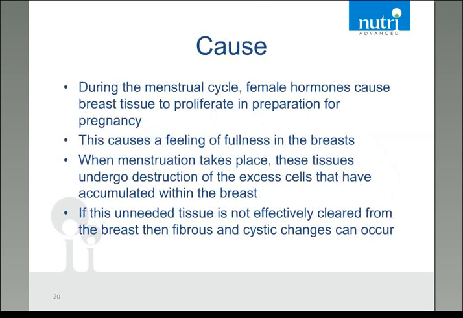During the menstrual cycle, female hormones cause breast tissue to proliferate in preparation for pregnancy. This causes a feeling of fullness in the breast. When menstruation takes place, these tissues undergo destruction of the excess cells that have accumulated within the breast. If the unneeded tissue is not effectively cleared from the breast, then fibrous and cystic changes can occur.